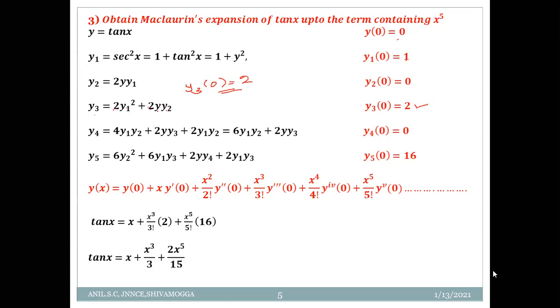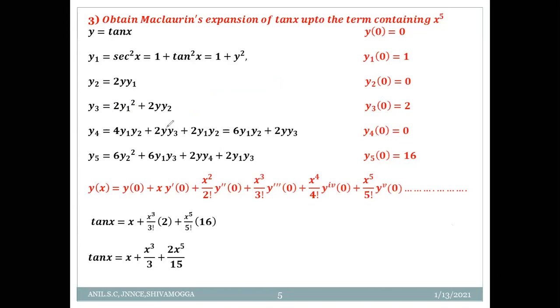Next, we find the fourth derivative. To find fourth derivative, differentiate y3 with respect to x. 2 is constant, keep it as it is. Derivative of y1 square is 2y1. Correct? Derivative of y1 square is 2y1 and derivative of y1 is y2. That means 2 into 2, 4y1, y2.